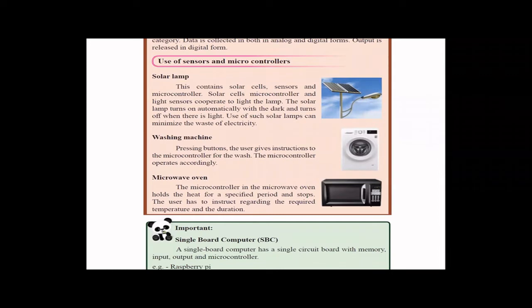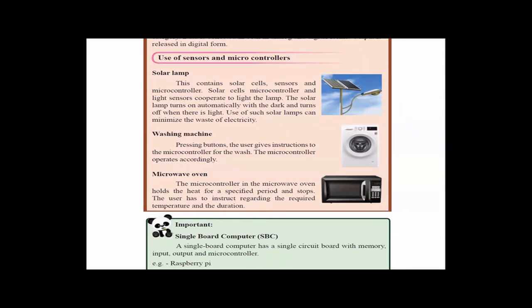So what are the occasions we use sensors or microcontrollers? One thing we talked about is something like the solar lamp, right? In a solar lamp, solar cells, sensors, and a microcontroller will be there. When there's light, the solar cells and microcontroller help to light the lamp, right? When it is dark, the lamp will automatically switch on. When there is light, it will automatically switch off, and because it has solar cells, it doesn't need any other power source, so it will work based on the solar power conditions, right?